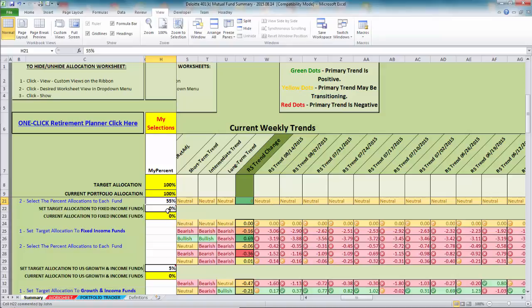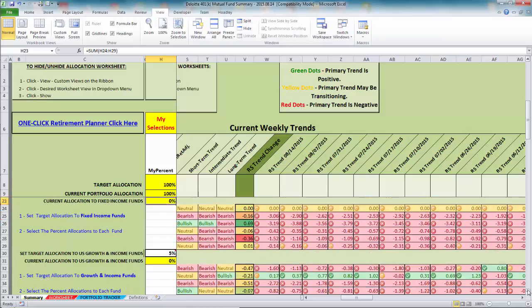Our target allocation for fixed income shows 0%, and we're currently at 0%. And the reason, again, is we have a solid red wall of cells to the right of column V, and we have a solid wall of red cells to the left. It's a very bearish sign, which means it's very difficult to make much money in this category.